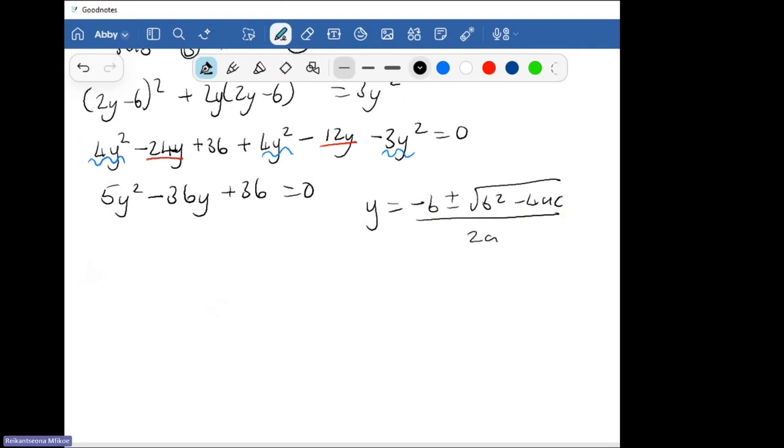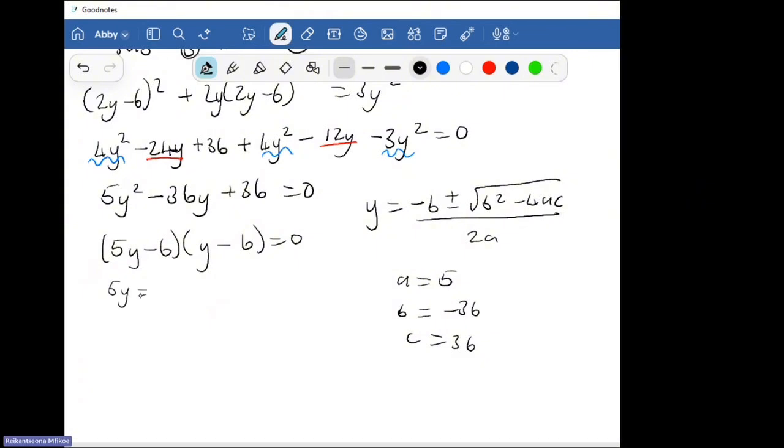Okay, so you substitute in your variables. In this case, we know a equals 5, b equals -36, and then c equals 36. Substitute, then you will find your answers, right? For those who do mental maths, again, if you want to learn how to do this, just comment down below and I'll make a video. So we'll have that 5y equals 6, or y equals positive 6. Then here we'll have y equals 6 over 5.